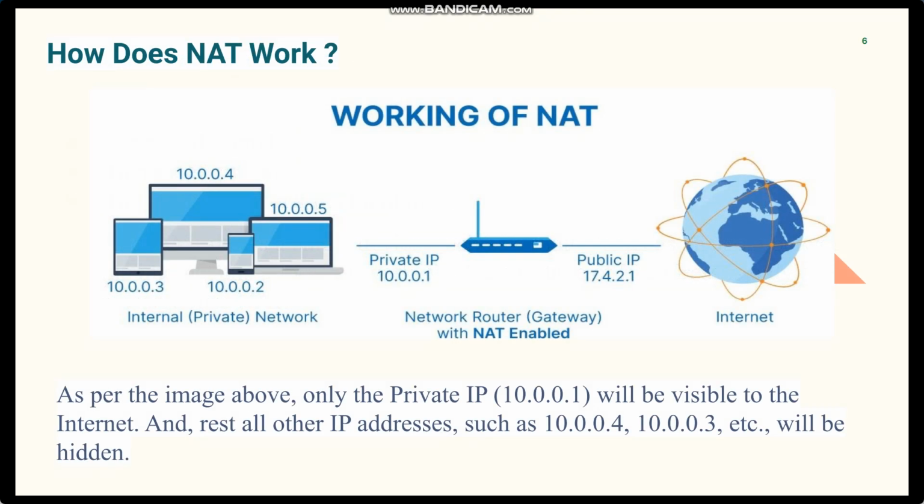How does NAT work? When a device in a private network wants to communicate with a device on the internet, it sends a request to the NAT device with its private IP address and a port number. The network address translation device then translates the private IP address and port number to a public IP address and a unique port number and sends the request to the internet.